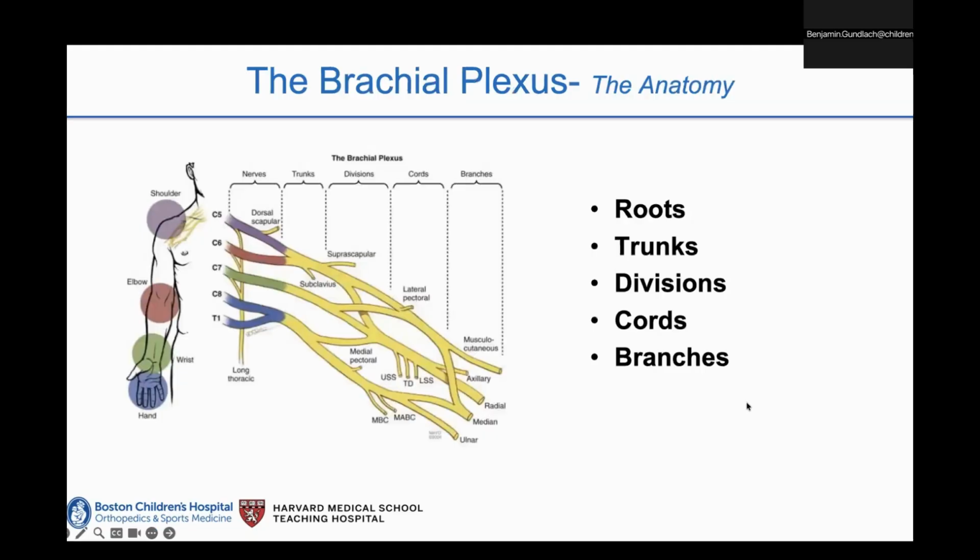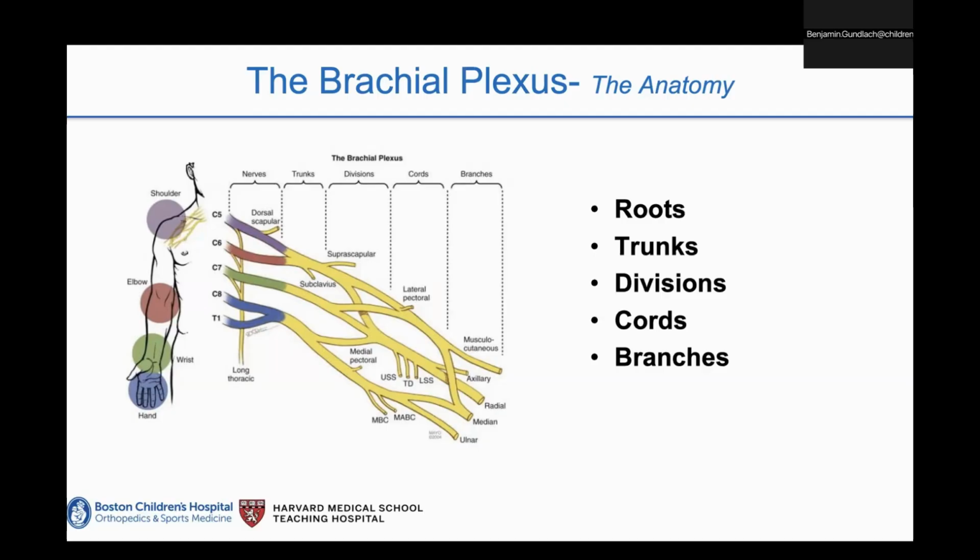To begin, the brachial plexus is a network of nerves that originates from the cervical and thoracic spinal cord at the C5, C6, C7, C8, and T1 levels. Each nerve root descends through the neck and then arm, forming trunks, divisions, cords, and ultimately terminal motor branches, which go on to provide the majority of upper limb motor and sensory function.